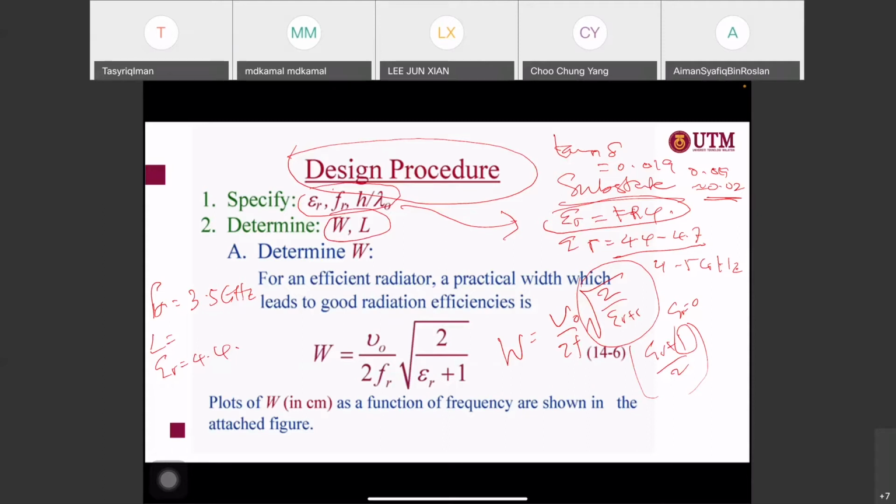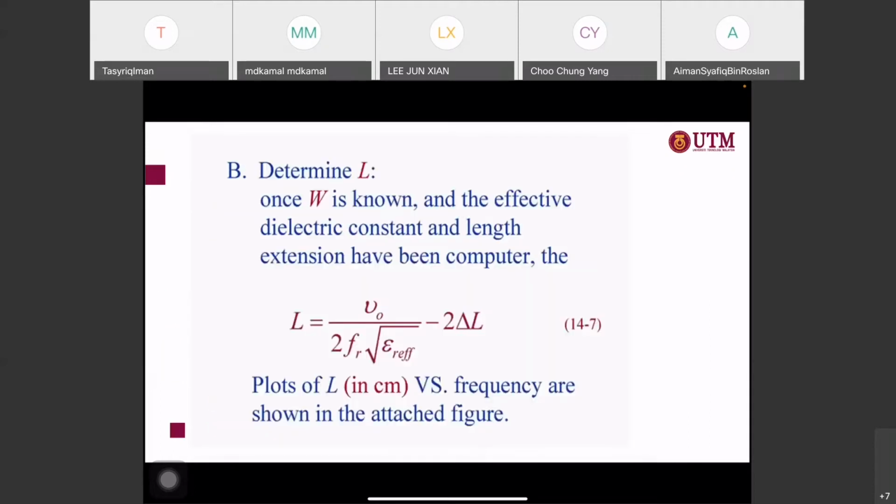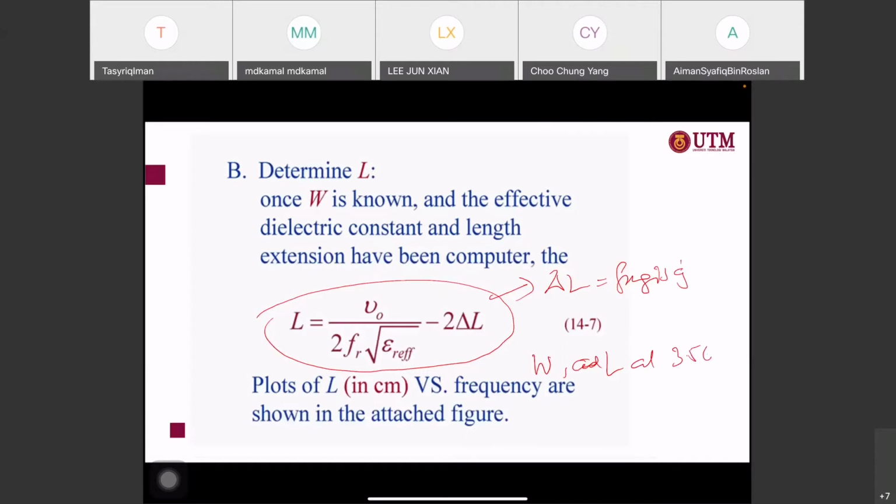W can be found from this particular equation here. As you can see, V naught is equal to 3 times 10 to the power of 8 meters per second. And then L is equal to this. Say the delta L, which is the fringing field, is not taken into consideration. Can you find the W and L at 3.5 gigahertz? Can you calculate it for me, please?